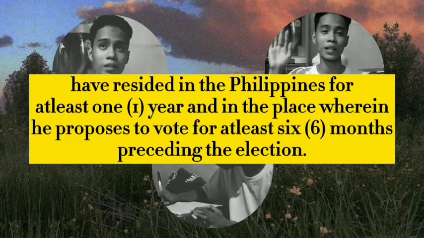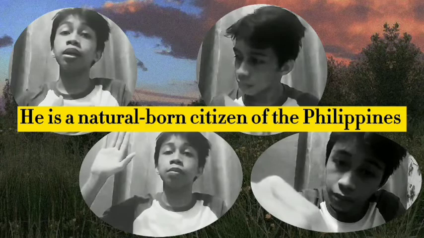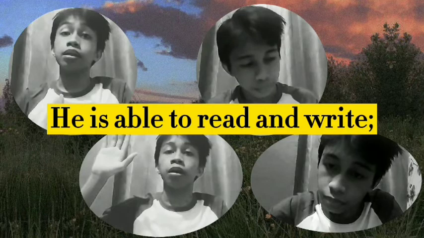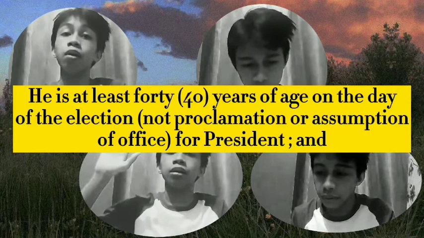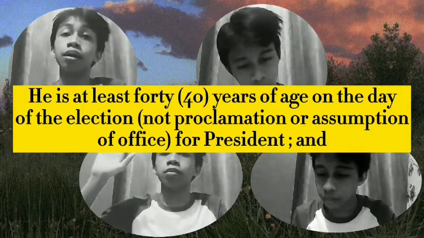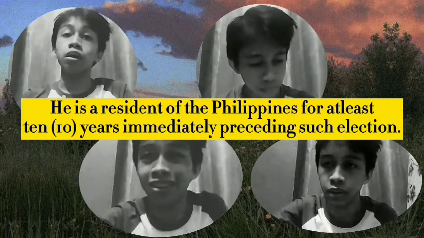There are different kinds of qualifications to be a part of a government, but here are the qualifications of the president and the vice president. First, he is a natural born citizen of the Philippines. He is a registered voter. He is able to read and write. He is at least 40 years of age on the day of election, not proclamation or assumption of office for president. And he is a resident of the Philippines for at least 10 years immediately preceding such election.